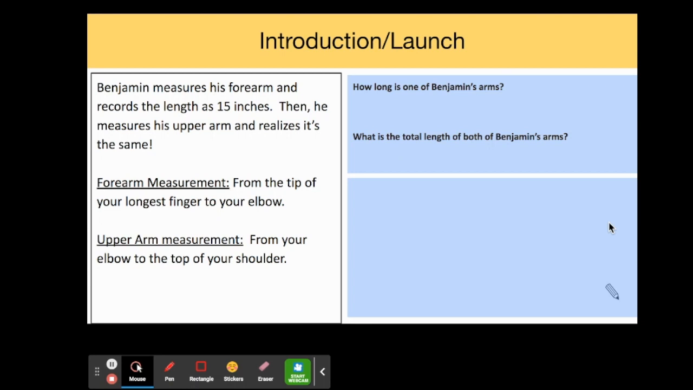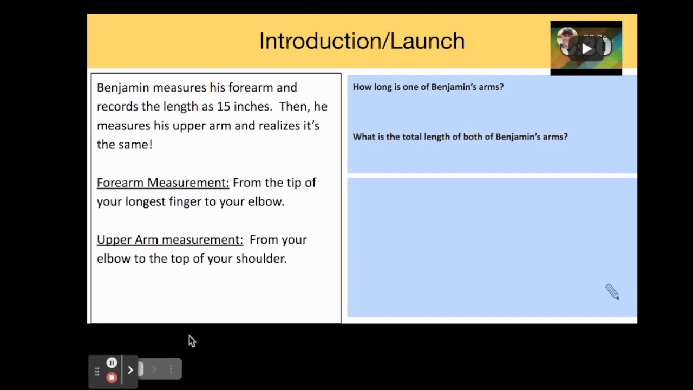Let's look at another example from this week's lesson. Read the instructions with me. Benjamin measures his forearm and records the length as 15 inches. Then he measures his upper arm and realizes it's the same. So forearm measurement counts from the tip of your longest finger to your elbow, and upper arm measurement from your elbow to the top of your shoulder. The questions are, how long is one of Benjamin's arms? And what is the total length of both of Benjamin's arms?